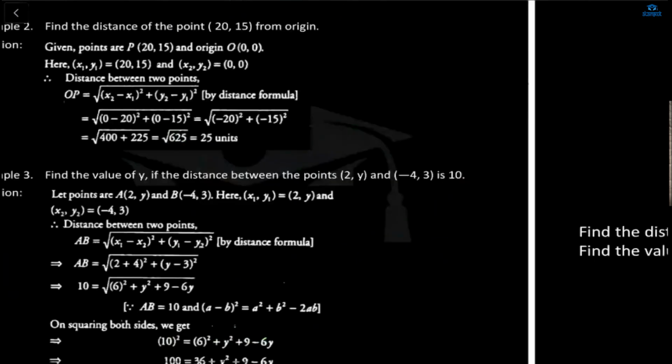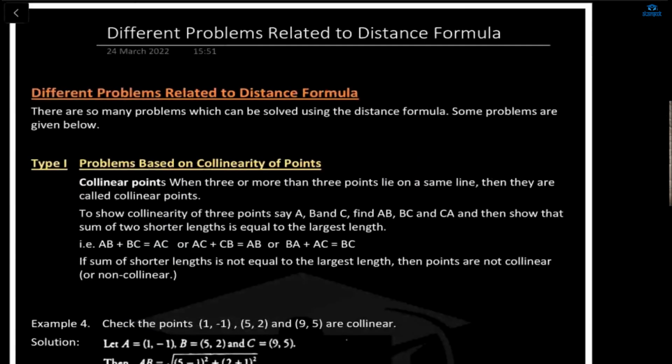Now, different problems related to the distance formula. With the help of the distance formula, we are going to solve many other problems. We will see three types of problems here. The first type of problem is based on collinearity of points. What do you mean by this word collinearity?